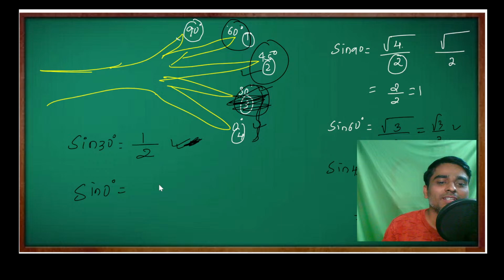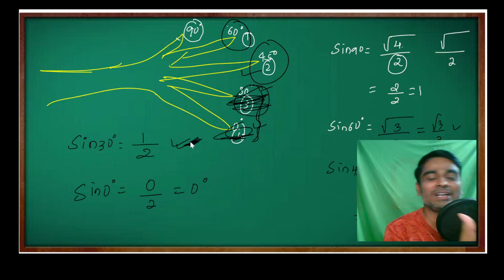If it is Hrithik Roshan, then 6. For Hrithik Roshan, this won't work. Okay. So sin 0, 0 by 2, which is 0. For Hrithik, this trick won't work. And I know for you, whether it works or doesn't work, it doesn't matter. You are a king.